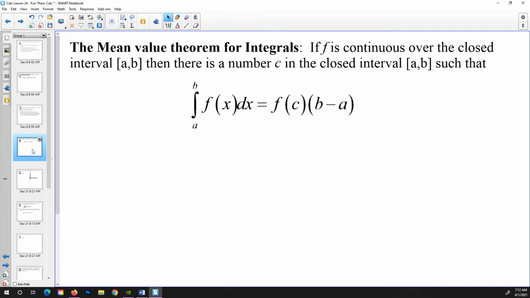The mean value theorem for integrals. If f is continuous over a closed interval a to b, then there is a number c in the closed interval from a to b such that the definite integral is equal to f of c times b minus a. Now, this formula looks fairly simple, but what does it actually mean? Let's look at a quick demonstration here to try and make sense of this.